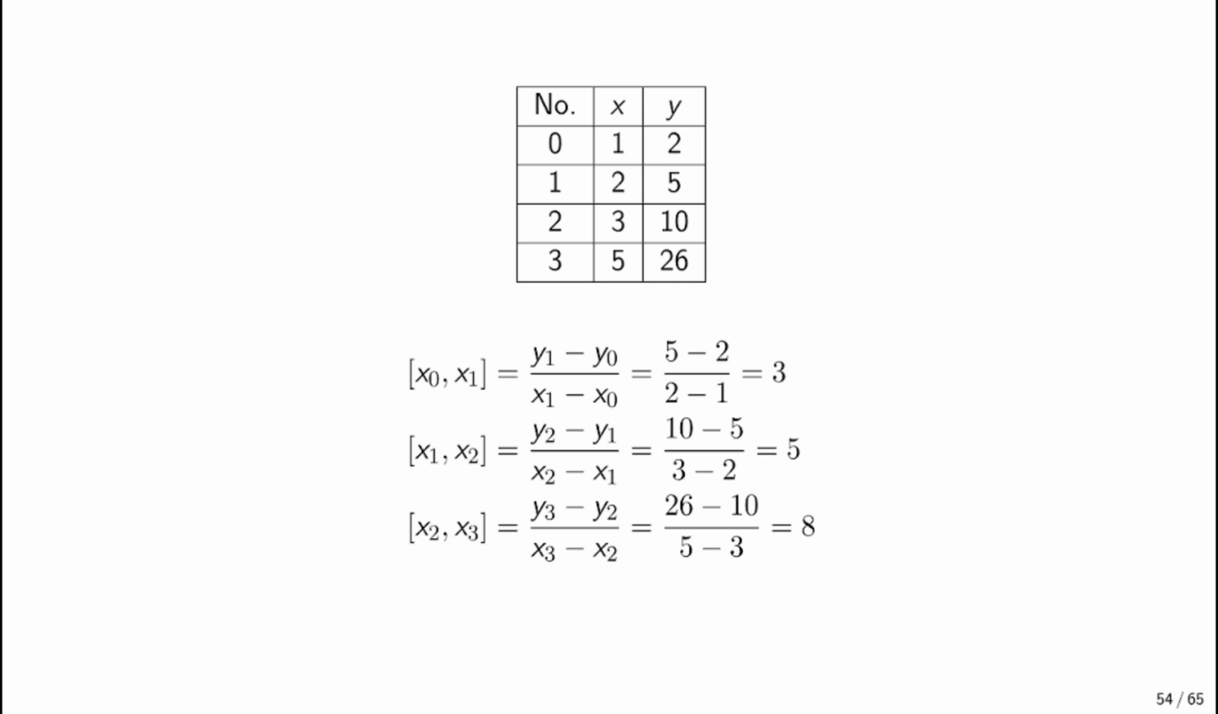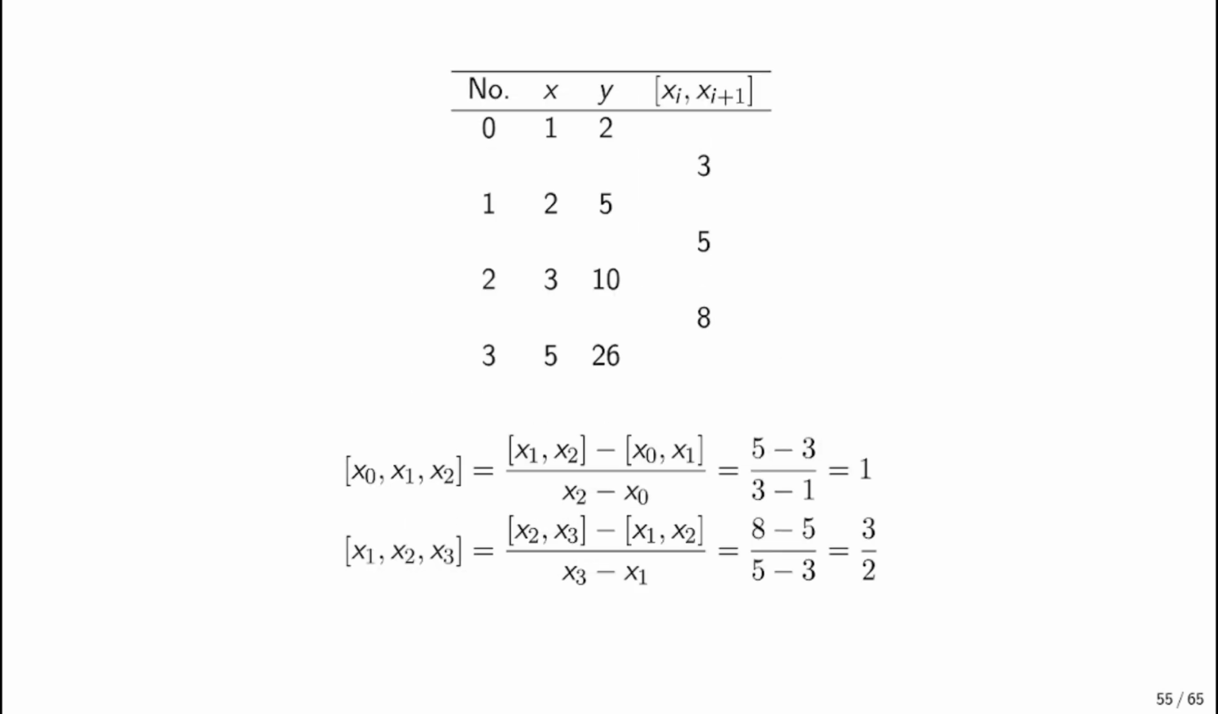We want to find the first divided differences, that is, the divided differences of x0, x1, x1, x2 and x2, x3. So as per the formula, the divided difference of x0, x1 will be y1 minus y0 divided by x1 minus x0, which is equal to 3. The divided difference of x1, x2 will be 5. The divided difference of x2, x3 will be 8. Now we will rewrite the table as follows.